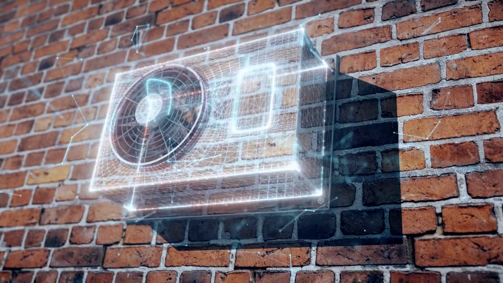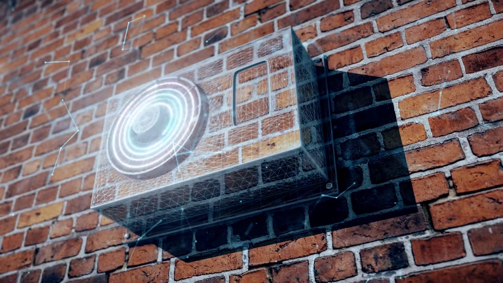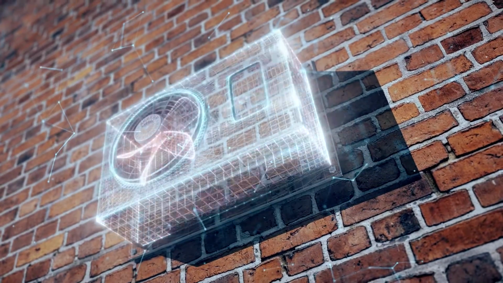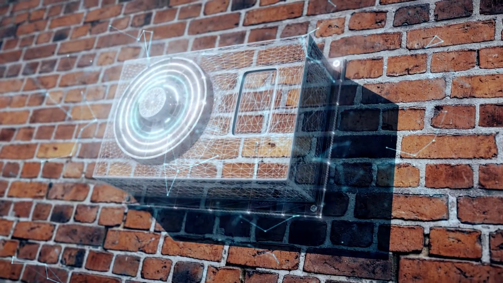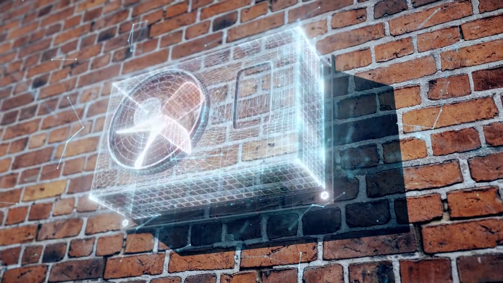In summary, if your air conditioner is leaking water, it's important to reach out to a licensed HVAC technician before attempting to DIY the repair. By fixing the issue and implementing maintenance routines, you can prevent future leaks and keep your air conditioner running efficiently.